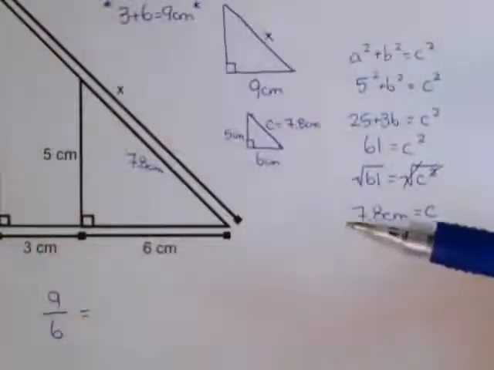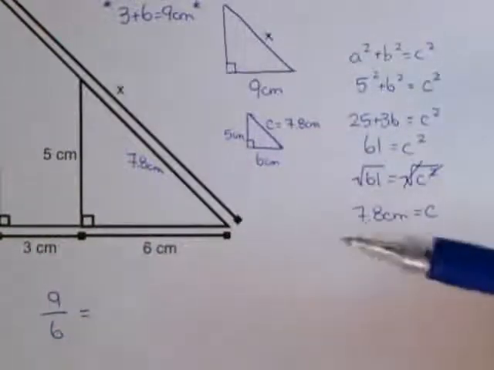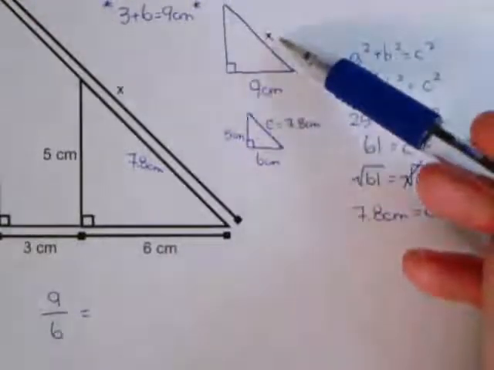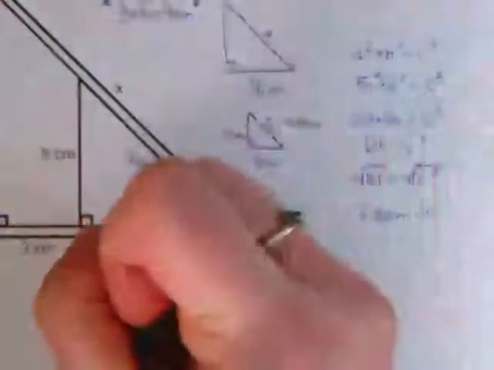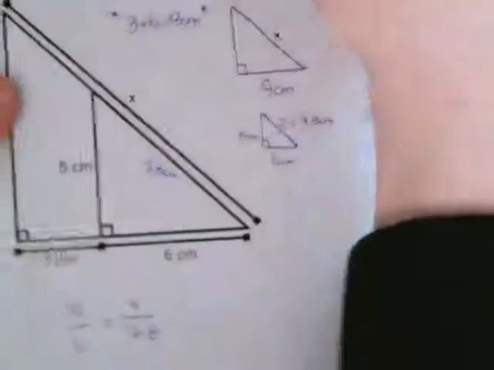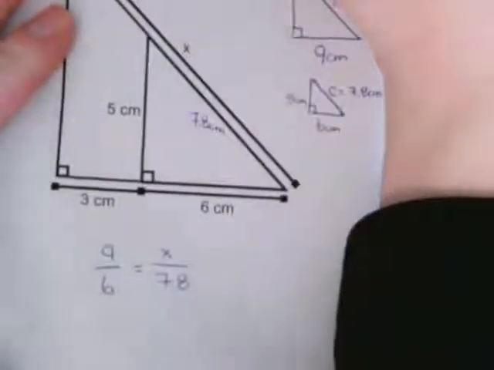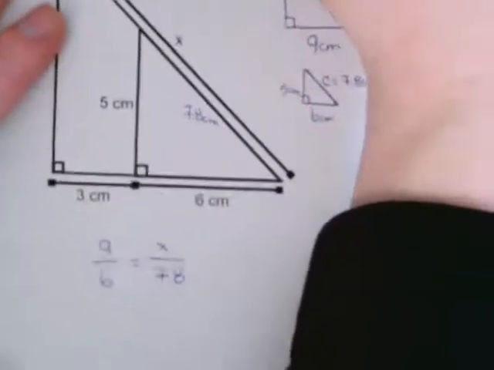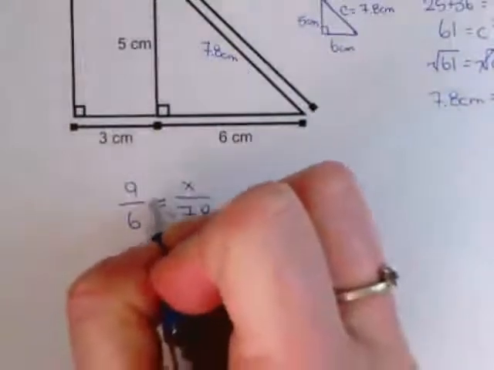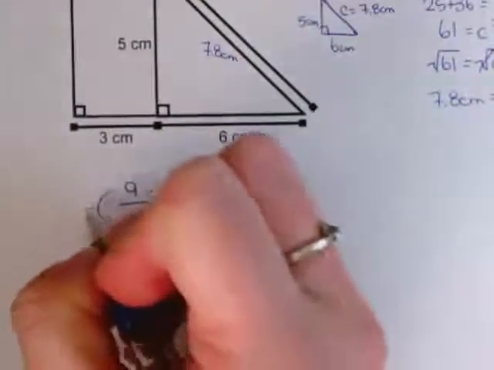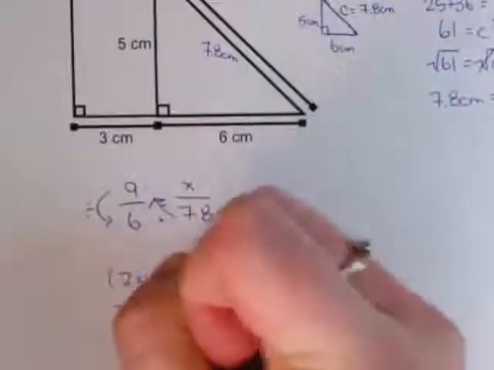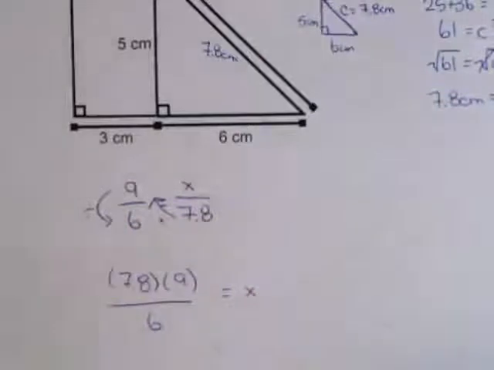Now the important thing is you just remind yourself where the x goes, where the 7.8 goes. If 9 is a part of this triangle, so is my x. Therefore, my x must be on the numerator. And that is the same idea with the 7.8. It's part of the smaller triangle, so therefore it has to be on the denominator, as was my 6. Okay. So then here we do a cross multiplication, and then we divide it. So you have 7.8 times 9 divided by 6 equals x.